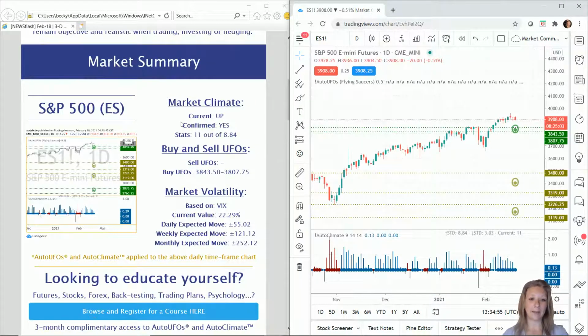That's what we see when we look at the S&P at this first part of the market summary. We have an upwards climate and it's confirmed. So upwards, and yes, thick blue dot, that's what that's telling us. Now, what are the numbers? What do the stats mean?